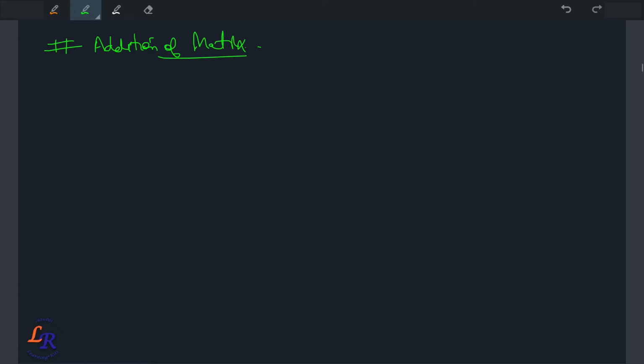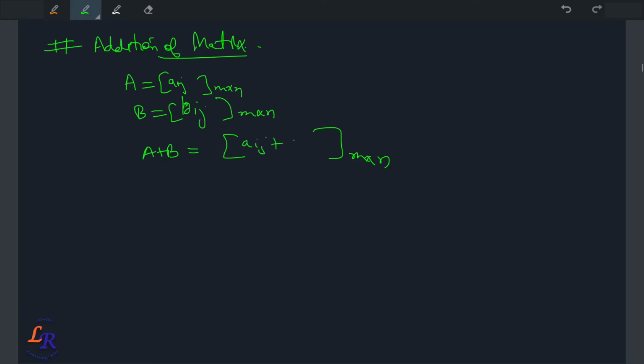What was the rule for addition of matrices? Let's say A is a matrix of Aij and B is another matrix Bij, right? Then A plus B is defined only if they are of the same order. So if it is M cross N, then both should be of the same order. Then you will have a same order matrix where each element is added together, right? So this is the rule for addition of matrices.